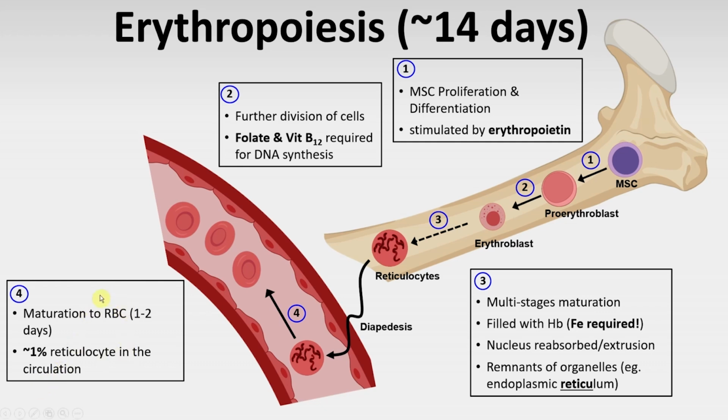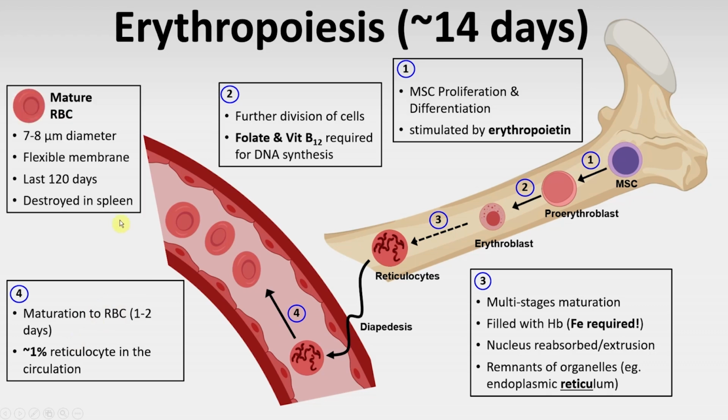Okay, so once a mature RBC is formed, it reaches a size of about 7 to 8 micrometers in diameter. It has flexible membranes, which means it is able to squeeze through tiny pores, especially through the reticuloendothelial system. The reticuloendothelial system is something like your spleen, which has very convoluted and tiny capillaries.